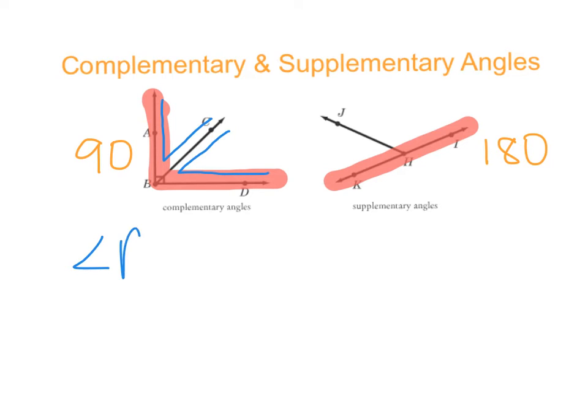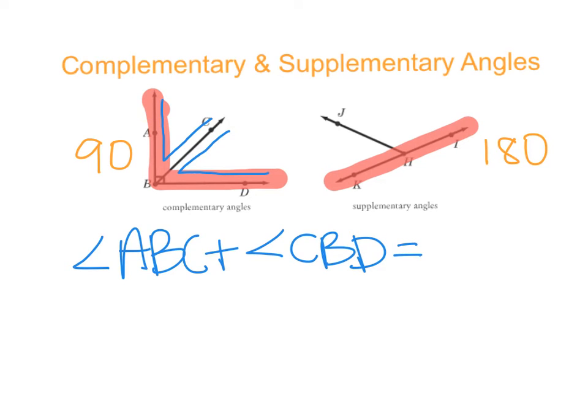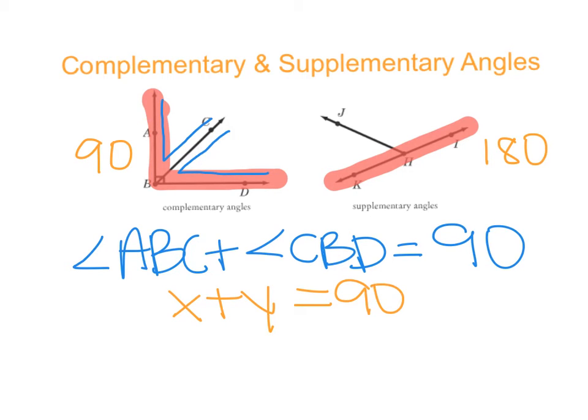So the mathematical way to show this would be angle ABC plus angle CBD. When you add those together, you get a total of 90. Or, you can keep it simple and just call it x plus y. When you put two things together, it equals 90. Same thing would go with supplementary angles. You're adding two angles that you don't know. They are unknown. So maybe perhaps you want to call that A and B. So maybe A plus B equals 180.